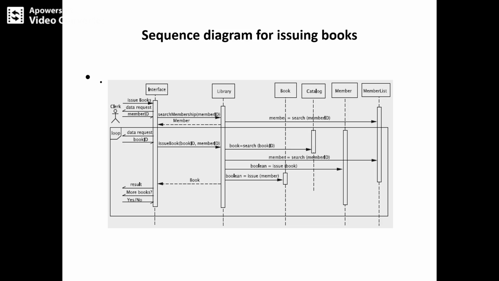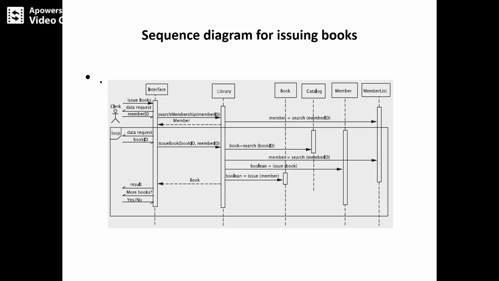So again we will raise the question here: more books? We said previously that more books can be taken by the same customer, so issuing a book depends upon the rules of the library management system. So here, whether more books can be issued or not, yes or no. So the loop will begin here.